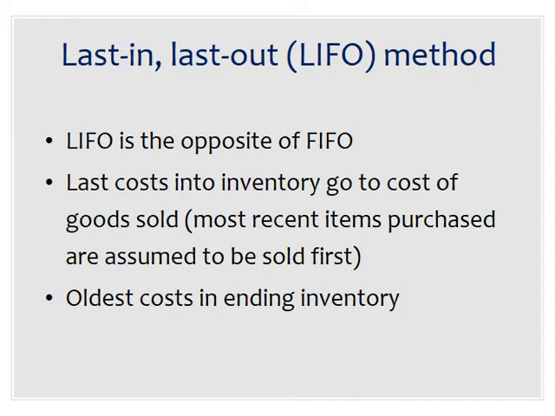LIFO is the opposite of FIFO. The cost of the last units purchased go to the cost of goods sold, while the most recent units purchased are assumed to be sold first. The oldest costs are in ending inventory.